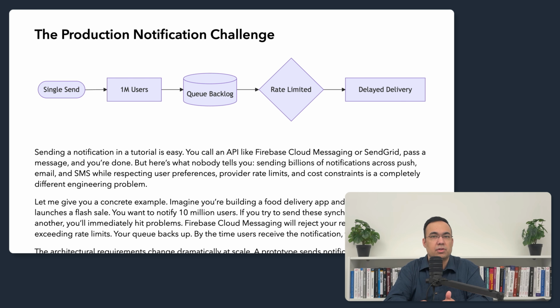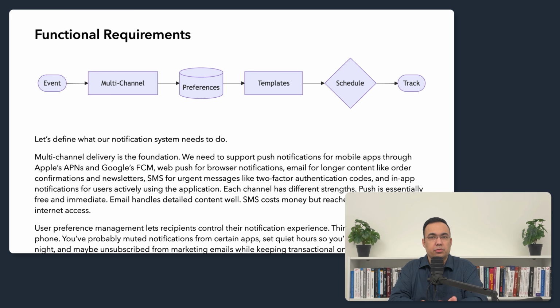Now let's define what our notification system needs to accomplish. Multi-channel delivery forms the foundation. We need support for push notifications on mobile apps using Apple's APNs and Google's FCM. We need web push for browser notifications. We need email for longer content like order confirmations and newsletters. We need SMS for urgent messages like authentication codes. And we need in-app notifications for users actively engaged with their application.